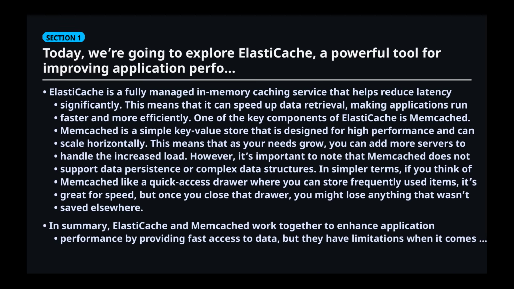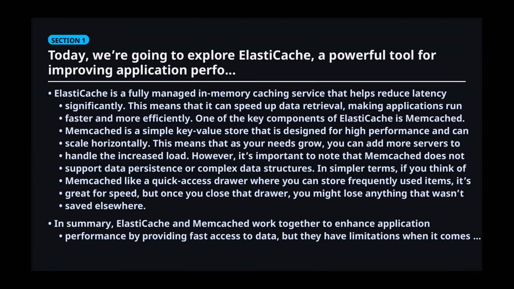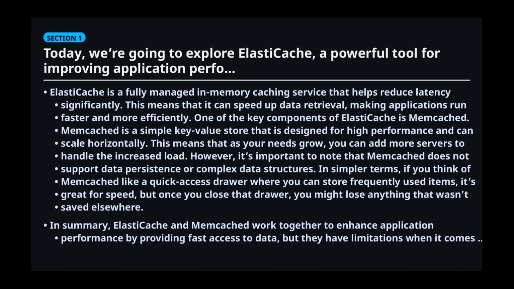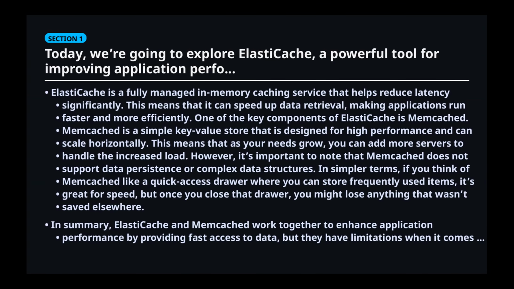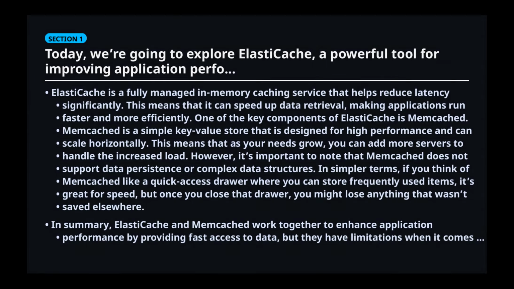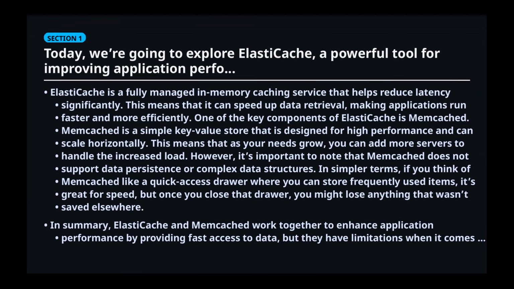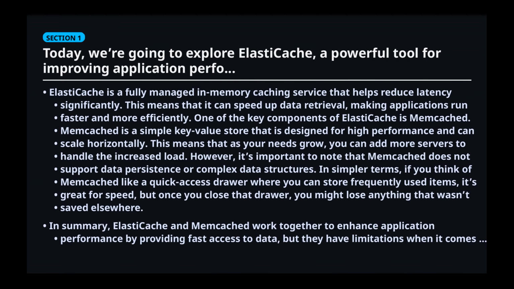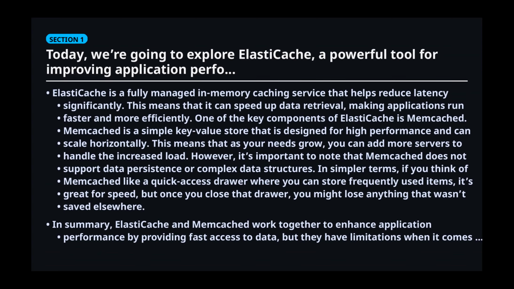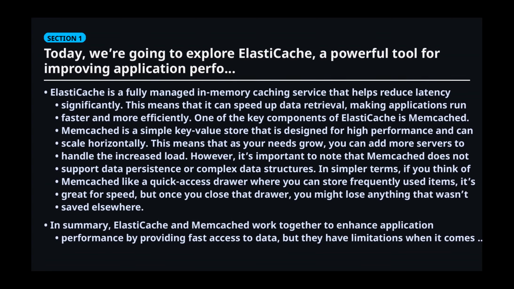One of the key components of ElastiCache is Memcached. Memcached is a simple key-value store that is designed for high performance and can scale horizontally. This means that as your needs grow, you can add more servers to handle the increased load. However, it's important to note that Memcached does not support data persistence or complex data structures.